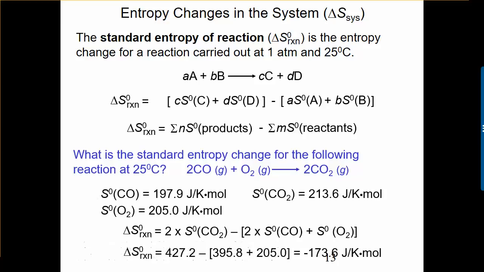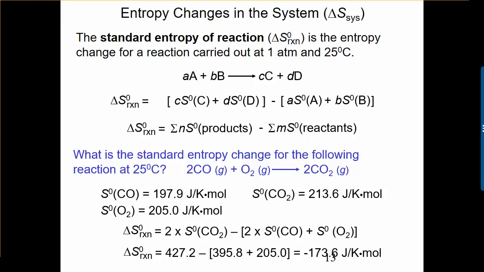So the delta S of this reaction equals 427.2, which is carbon dioxide times 2, minus 395.8, which is carbon monoxide times 2, plus 205. That gives me negative 173.6 joules per Kelvin mole. Is the entropy increasing or decreasing? Delta S is negative, so it's decreasing.